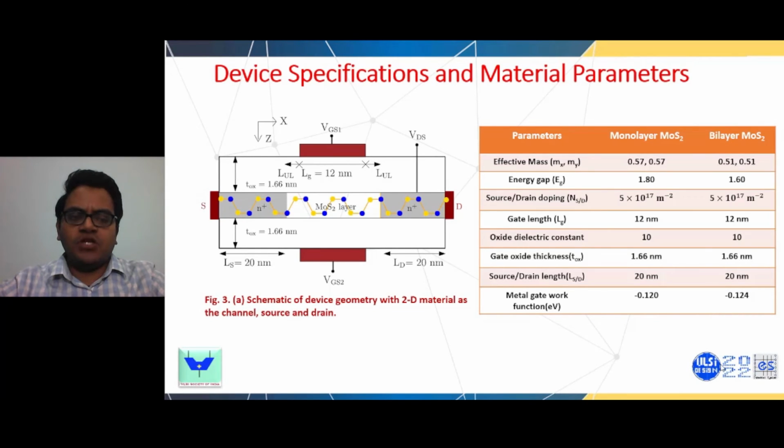These are the device specifications and material parameters used in the simulation. We have used an intrinsic MoS2 channel material of length 12 nanometer with source and drain of dimension 20 nanometer. Al2O3 is used as an oxide which has a dielectric constant of 10. The effective masses are given as shown in the table. We have used the gate metal work function difference to get an off current of about 10 nanoampere per micrometer. The value of metal gate work function difference is -0.12 for monolayer MoS2 FET and -0.124 for bilayer MoS2.